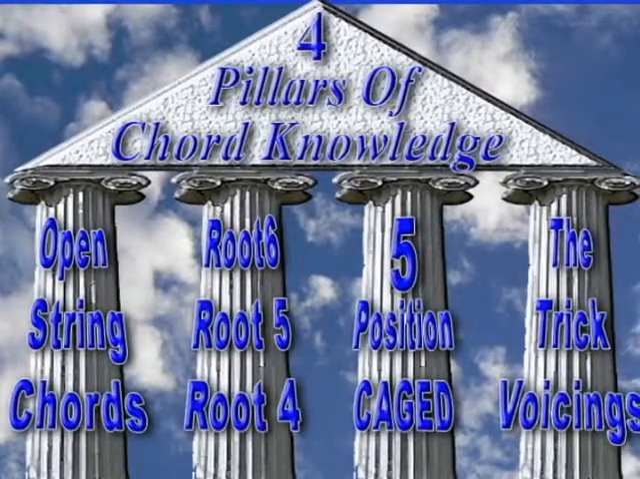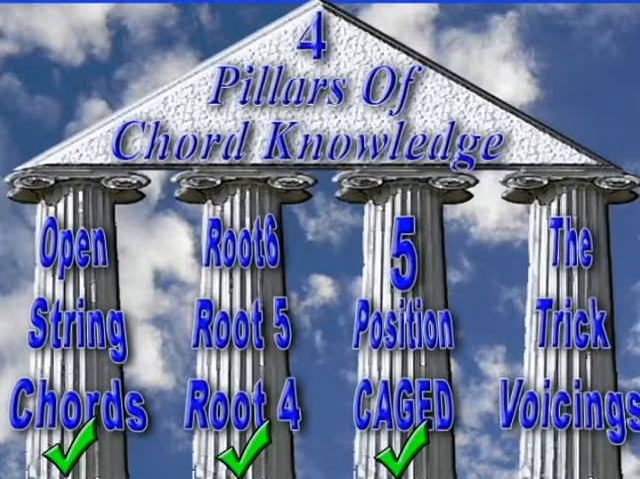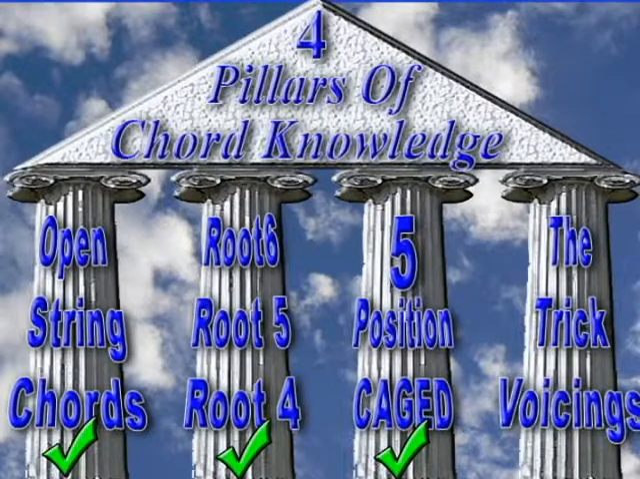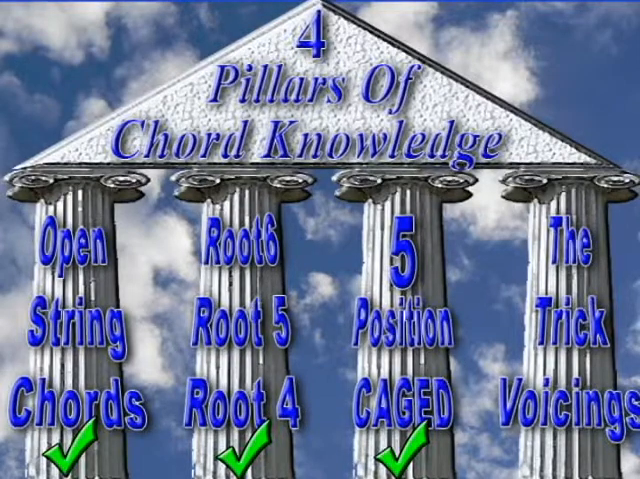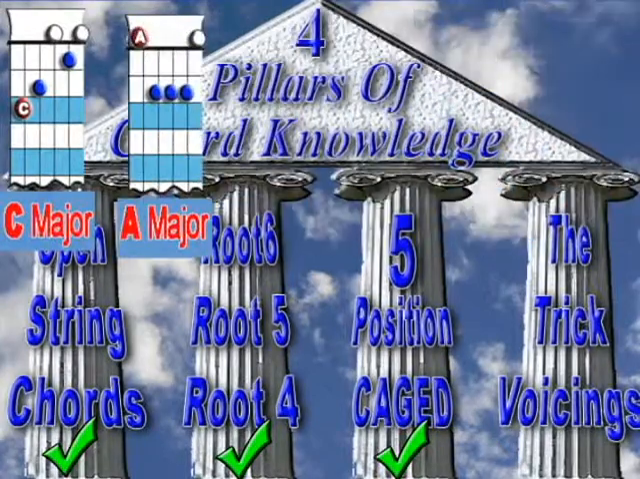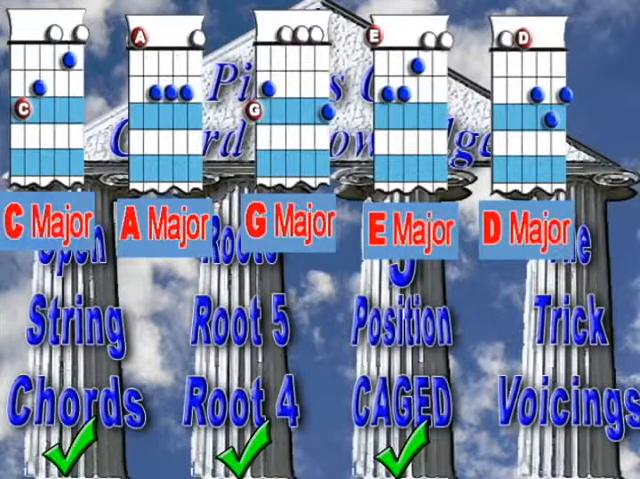The third pillar that holds up your knowledge of chords is what we are here to study. It is called the 5-position thinking, or the CAGED system, as I have just mentioned. In the last video, we examined the CAGED system in the key of C. This CAGED system enables you to play 5 different versions of the same chord all the way up and down the neck. It's called CAGED because it is based on 5 open string chords: C major, A major, G major, E major, and D major, spelling out the word CAGED.